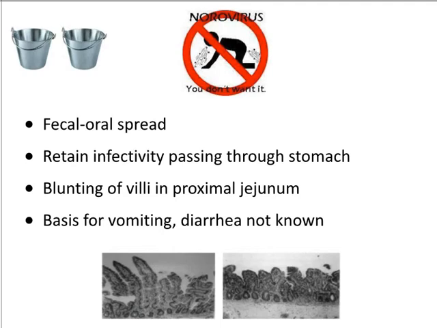We don't really know why it causes vomiting or diarrhea. We have some clues for rotavirus. Rotavirus makes an enterotoxin, the NSP4 protein that I talked about last time. We think that helps cause diarrhea, but since we can't grow these noroviruses in culture, it's really hard to study them and figure out what's causing the diarrhea.